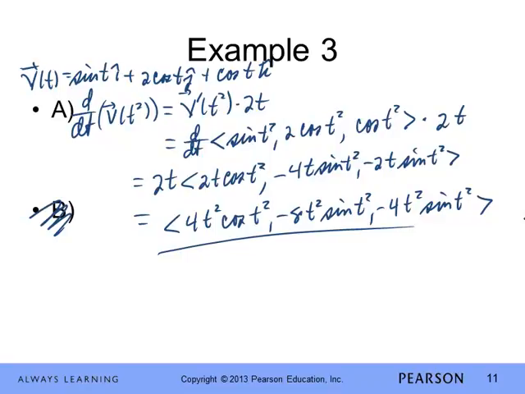All right, and then I'll let you do b and c on your own. Just use the rules as given in theorem 12.7. Just straightforward application of calculus, folks. Any questions so far?